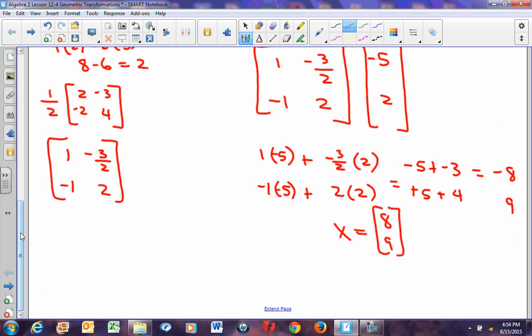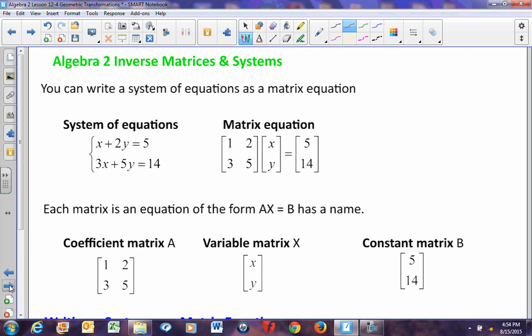So let's take a look at a couple of other examples. You can write a system of equations as a matrix equation. It's very simple to do. I have x plus 2y equals 5 and 3x plus 5y equals 14. You simply take your coefficients and put them here.